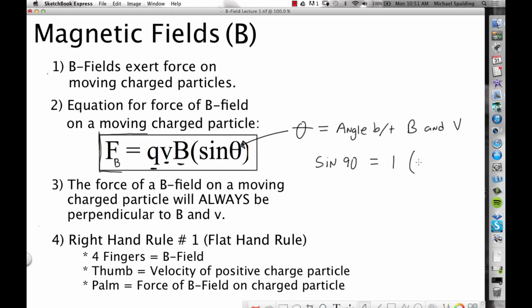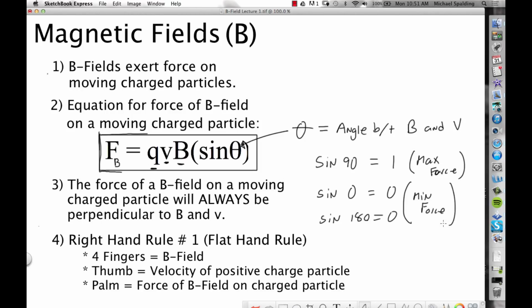Sine of 90 is 1. That's maximum force. Now the other extreme would be sine of 0. What is sine of 0? 0. Or 180. Sine of 180 is also 0. So that would be minimum force.